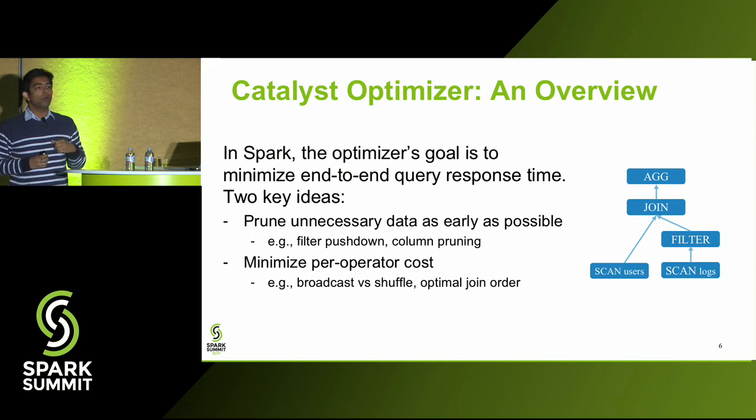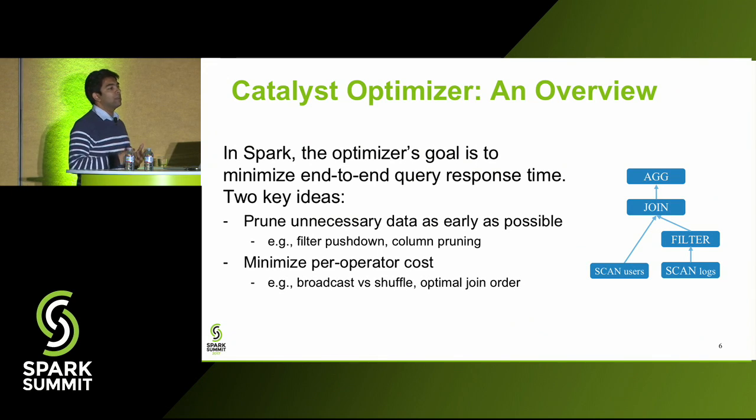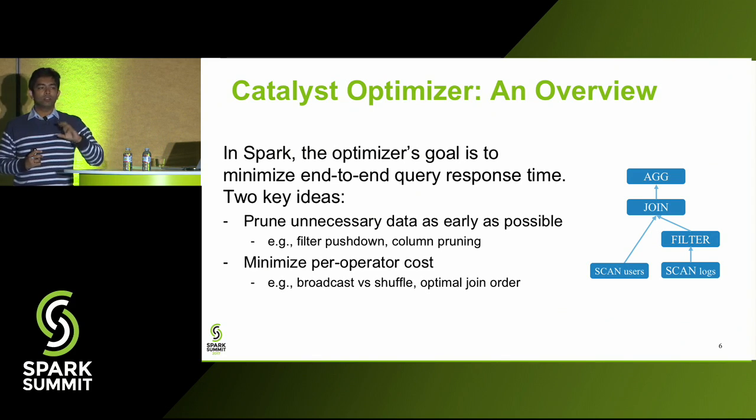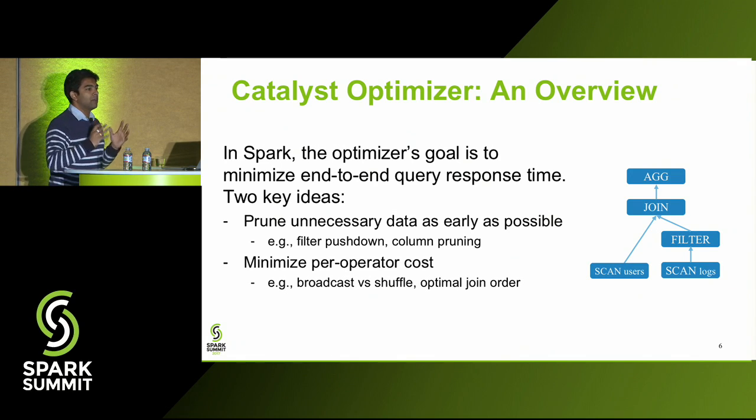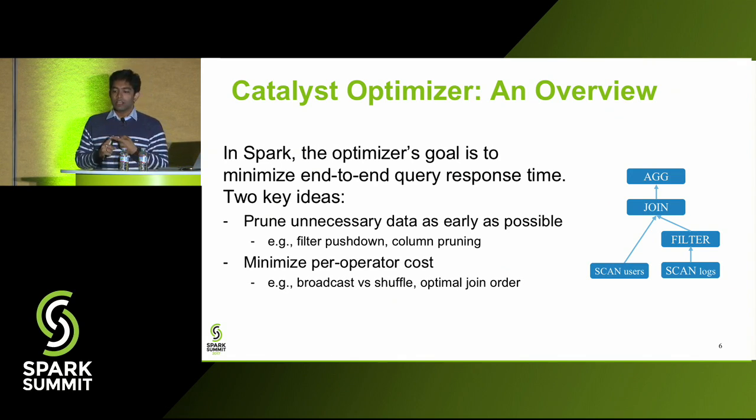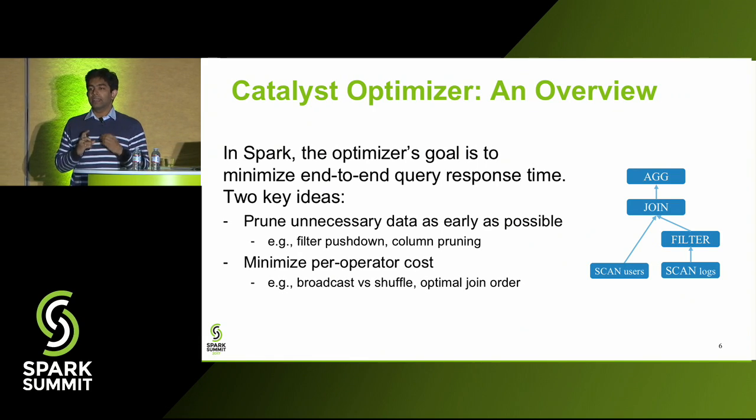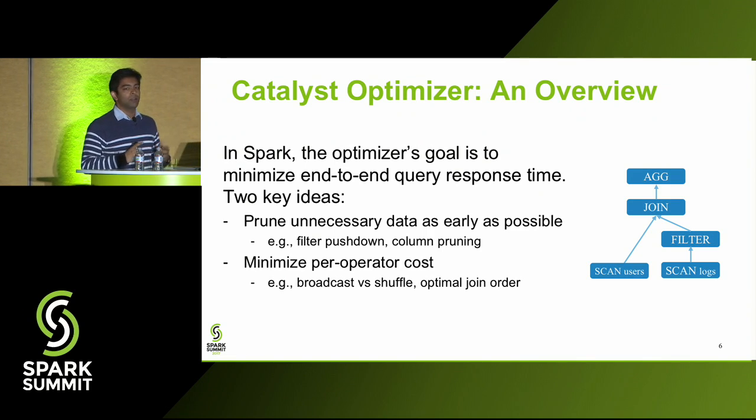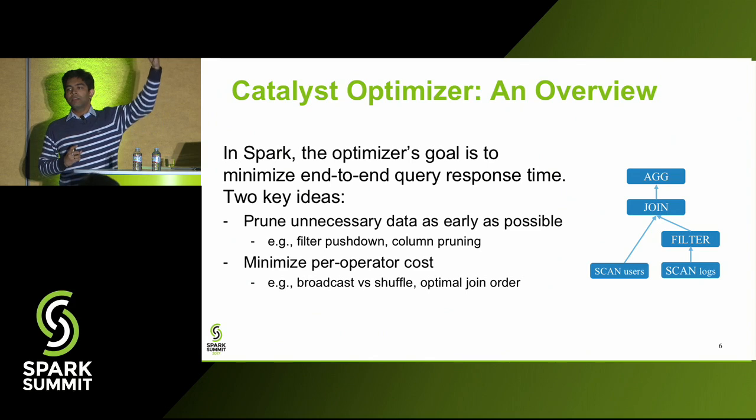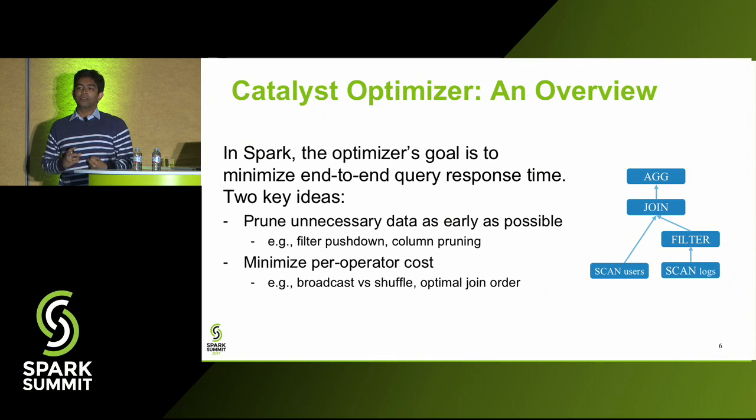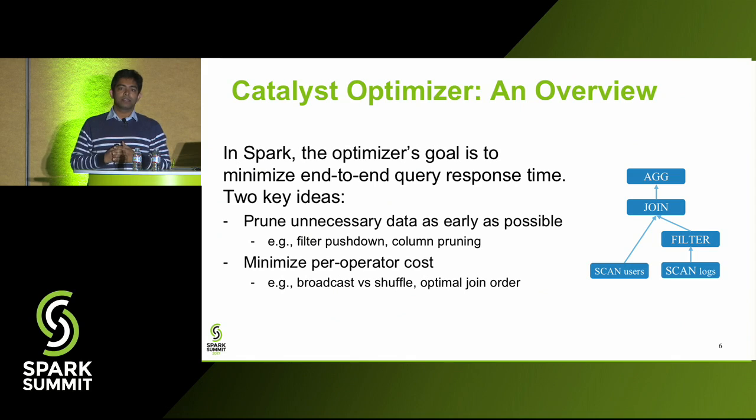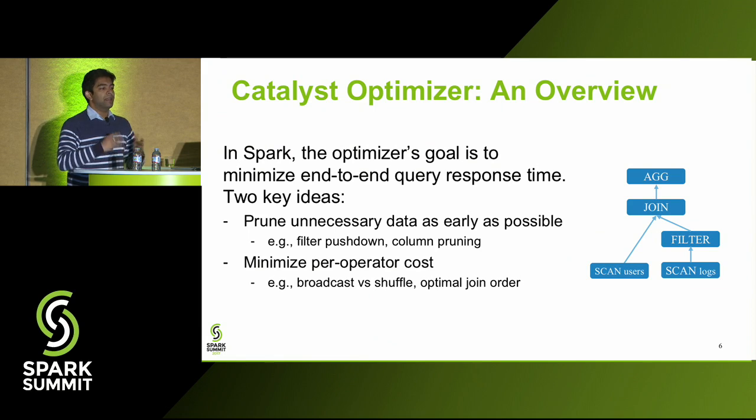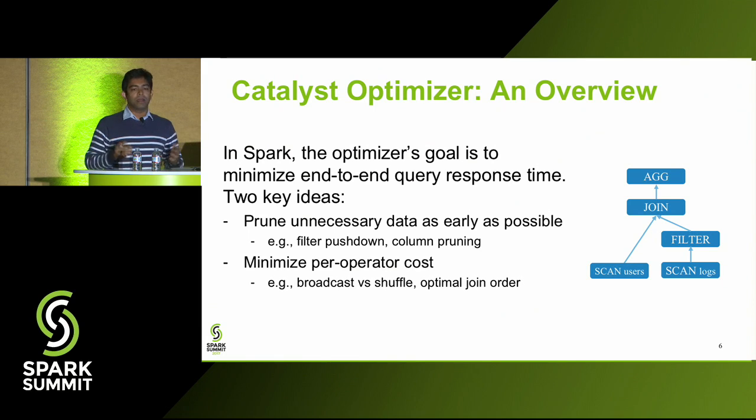Now, in Spark, the goal of the optimizer is just to minimize the end-to-end query response time. This is the goal function that we operate under. And in order to achieve this goal, there are 2 sets of guiding principles or key ideas to establish an intuition. First, Spark tries to prune all the unnecessary data in the query as early as possible. So in the last slide, we saw an example of filter pushdown. What this was really doing is, if it's possible, Spark tries to push the filter closer to the scan node such that you can speed up and prune the unnecessary data from the query. Another example of this could be column pruning. If the query does not really depend on certain columns of the input data, you can just prune them out.